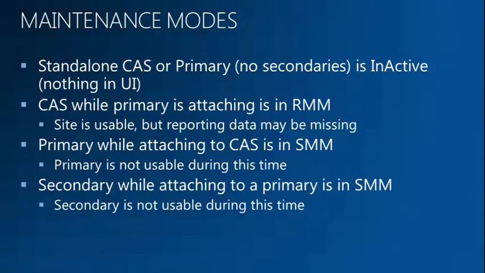So, lesson is, don't use the primary as a substitute when you lose the CAS, unless you're sure that you're going to get everything back within 5 days.